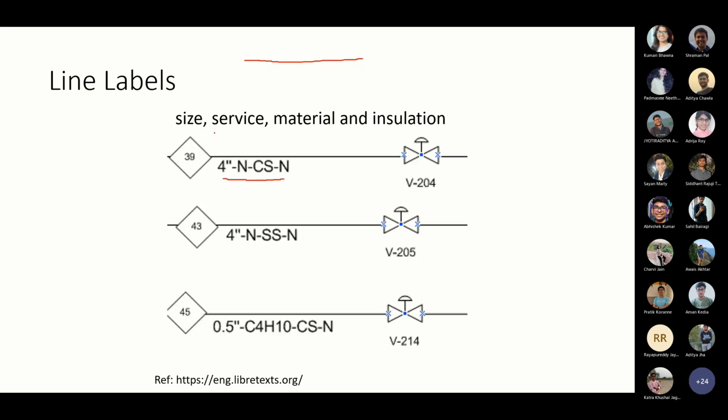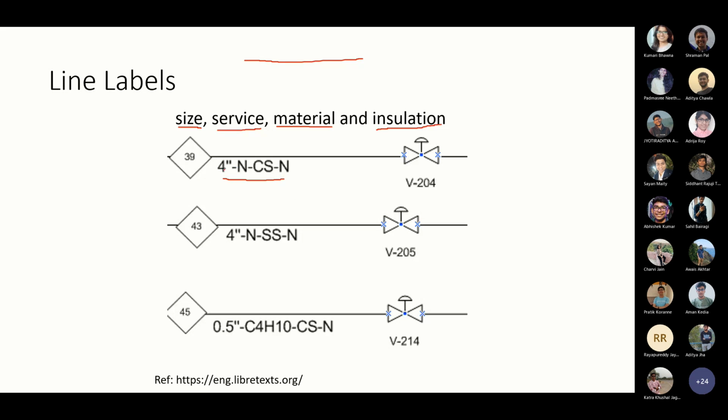Every line label will have four things. First one is what is the size of this pipe? Second, for what service it is used, that means what fluid is flowing. Third, what is the material of construction, that is, what type of material the line is made of. And whether insulation is there or not, that will be represented in the line labels.